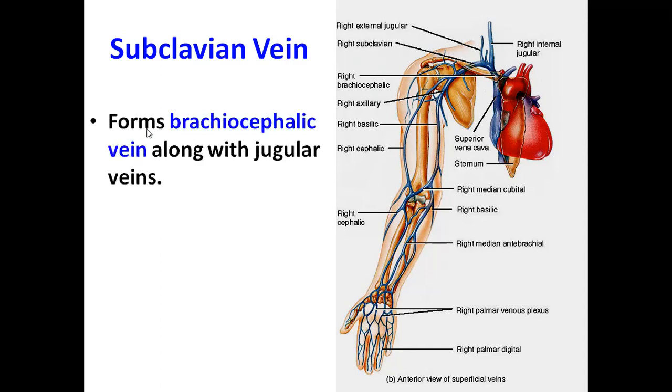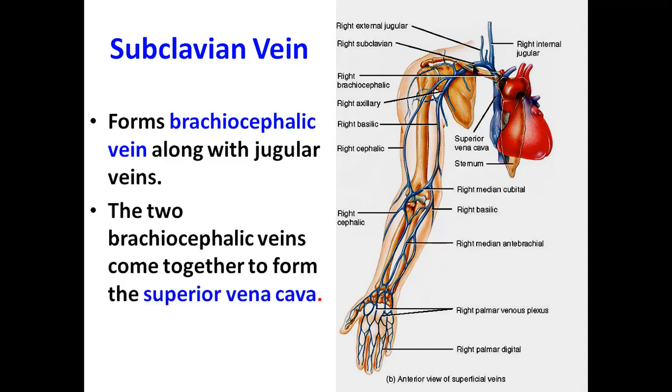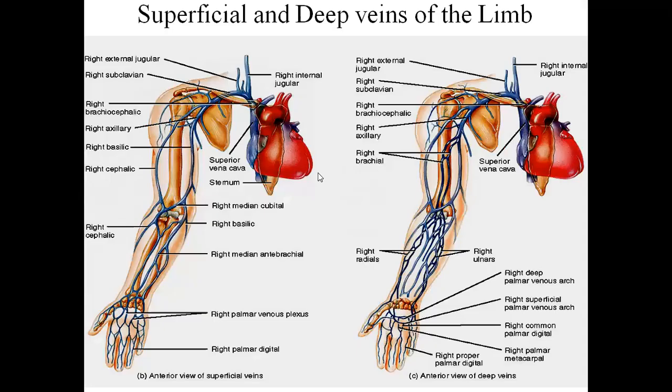Okay, so that is how the subclavian vein continues its journey into the brachiocephalic vein along with the jugular veins. That means this is the point. Brachiocephalic, right? The two brachiocephalic veins, the right side you call the right brachiocephalic, the left side the left brachiocephalic. Both brachiocephalic veins will join together to form the superior vena cava. That means the venous blood is moving in this direction into the superior vena cava.